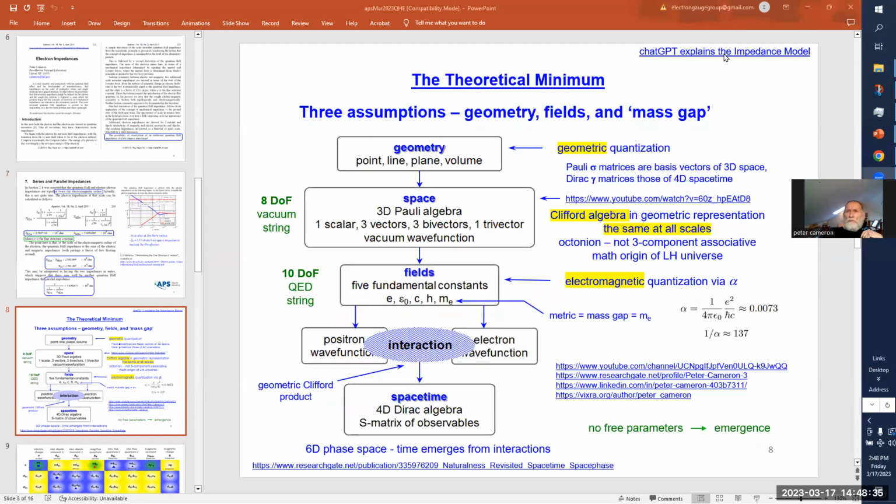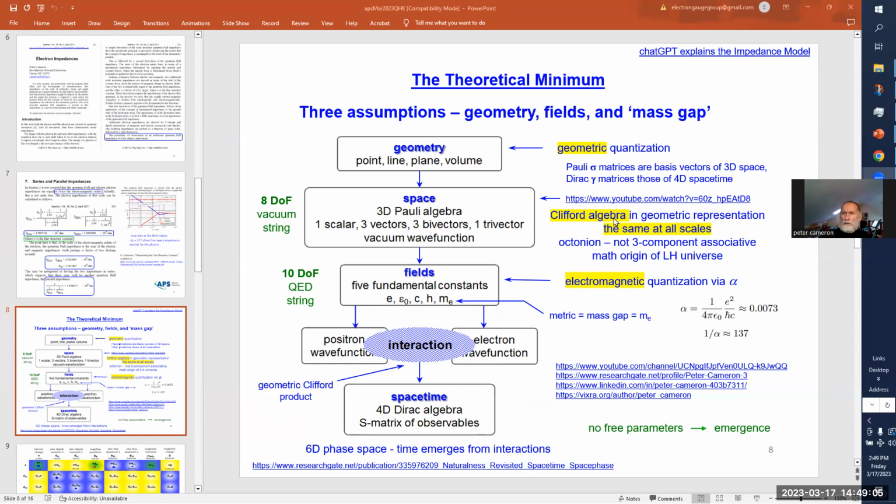So the theoretical minimum of the model we're working with, if you take a look here, the machine learning gives a nice overview of what's going on with this. But we start with just geometry: point, line, plane, and volume elements of Euclid. And then we say, okay, with the Clifford algebra, we start with the three-dimensional algebra for the vacuum wave function. It's a scalar, 3 vectors, the lines, 3 bivectors, and a trivector. You need the 3's here for the 3 orientational degrees of freedom.